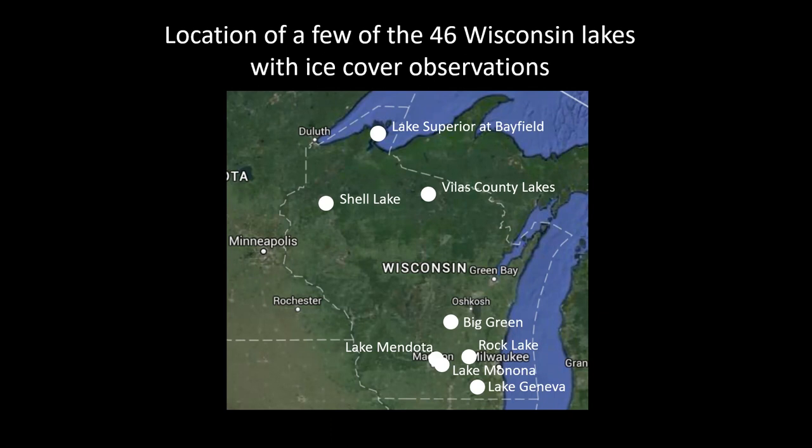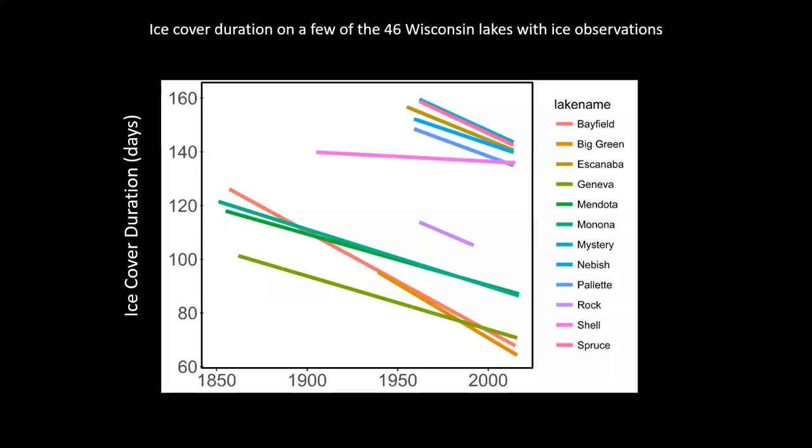And let's look at, there's Lake Superior in the far north, right on Lake Superior. Bayfield, right on Lake Superior. Lake Geneva in the far right-hand corner, down to the bottom near Illinois. You see Mendota in the lower part of the figure in the center. Next slide. Well, here's the straight lines calculated from the ice cover data on all of these lakes.